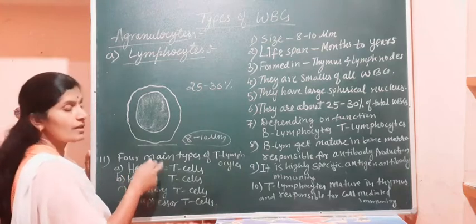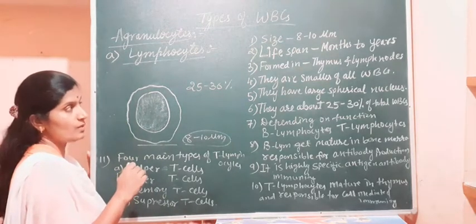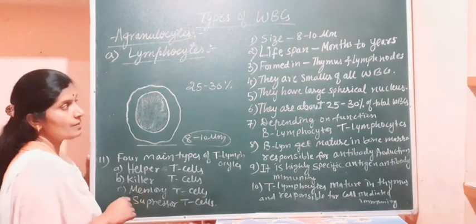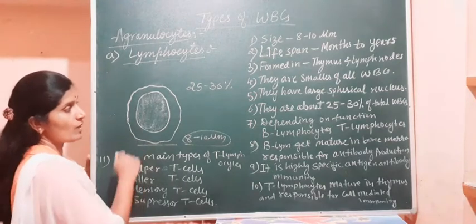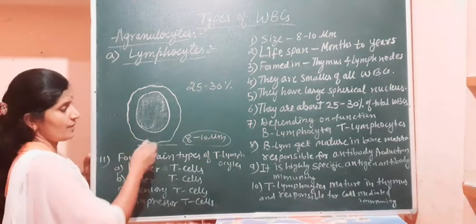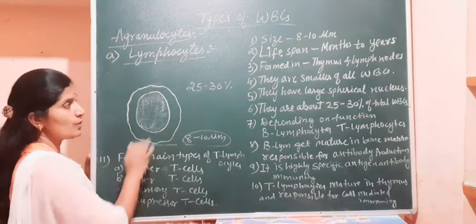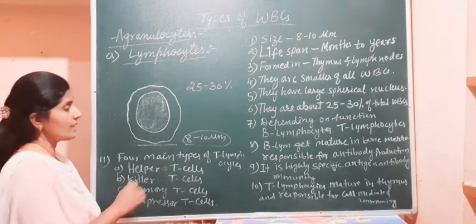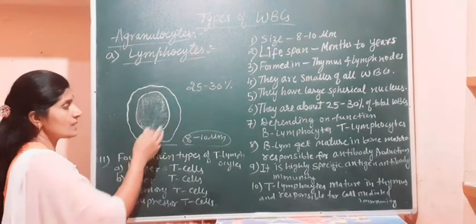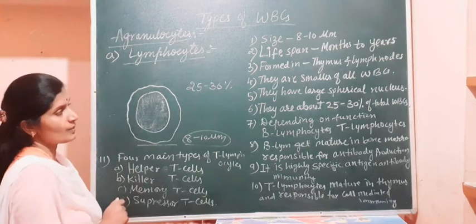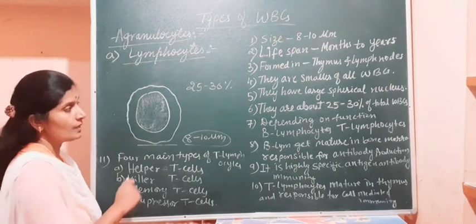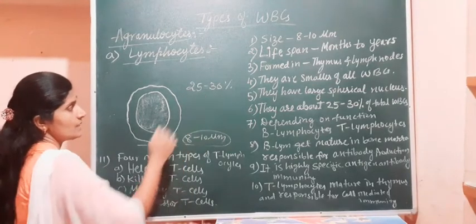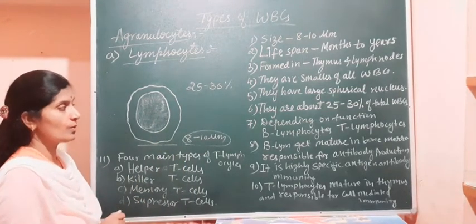Of all the cells seen up to now, all were formed in the red bone marrow, but these cells are formed in the thymus and lymph nodes. They are the smallest of the five types of WBC. The unique character of these cells is that they have a large, big, spherical nucleus. Their percentage is 25 to 30% of total WBCs.